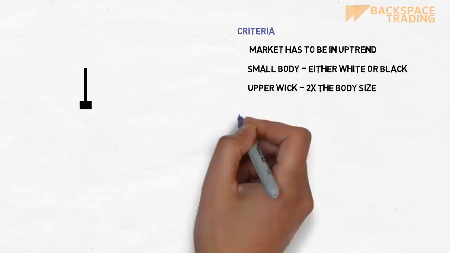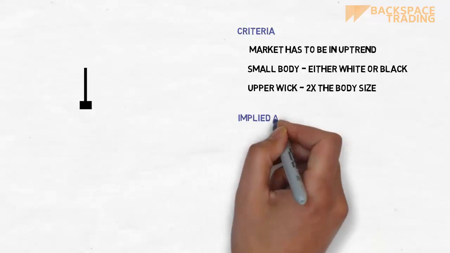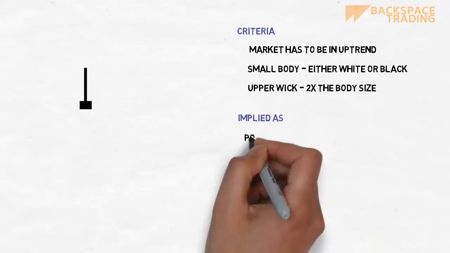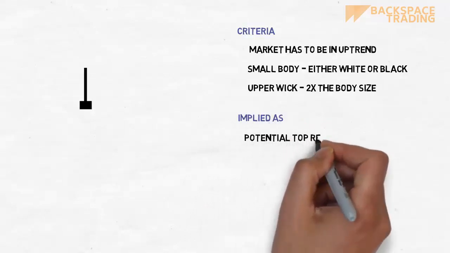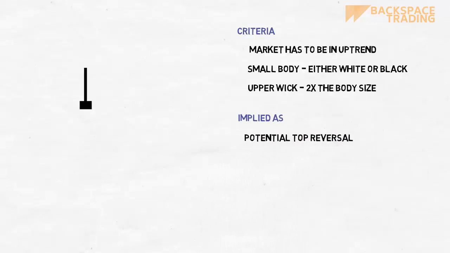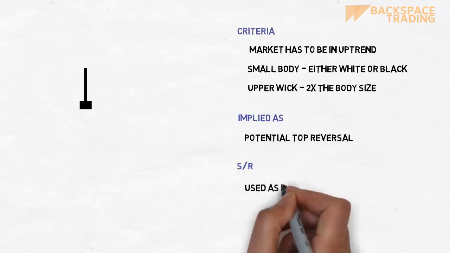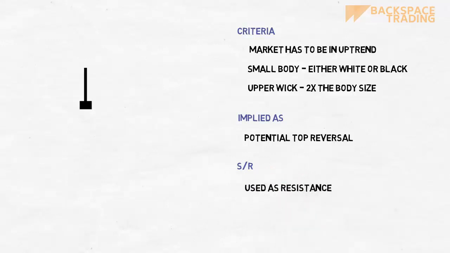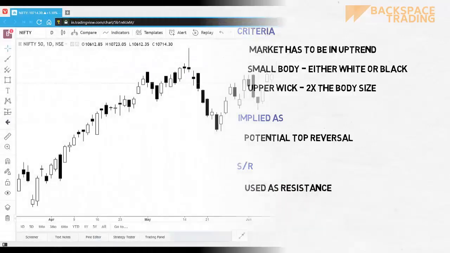So what does it imply to us? It's a potential top reversal. Well, can that be used as support and resistance? Yes, it is used as resistance for future prices.